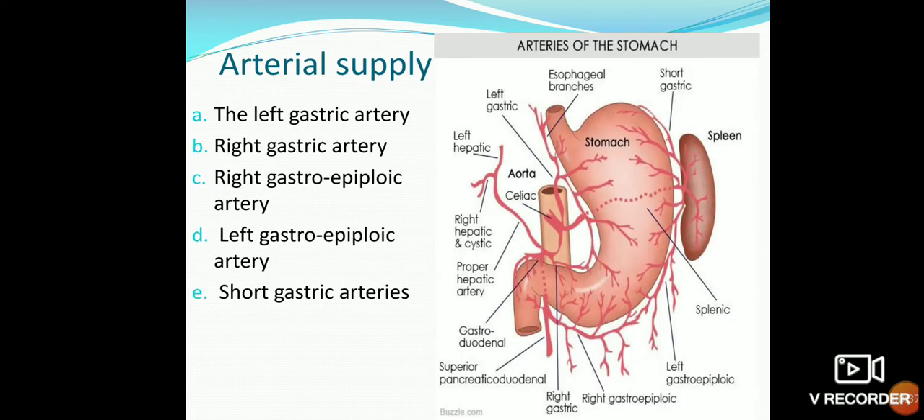Arterial supply of the stomach comes from the celiac artery, which has branches: the left gastric artery, which goes along the lesser curvature to the esophageal and gastric junction. The right gastric artery is a branch of the common hepatic artery. The right gastroepiploic artery is a branch of the SMA. The right gastric artery goes to the suprapyloric region of the stomach along the lesser curvature.